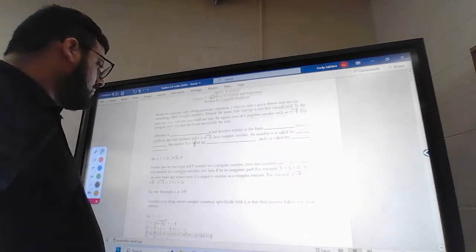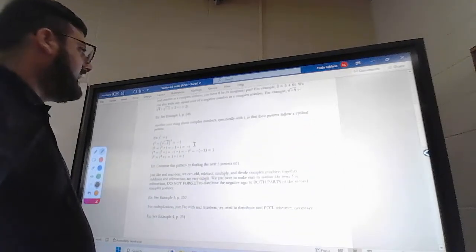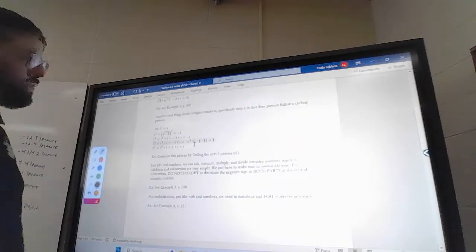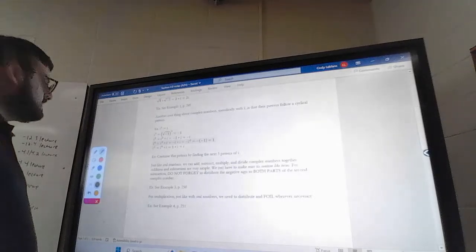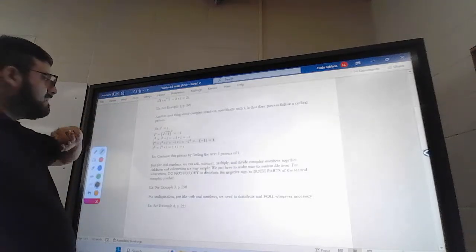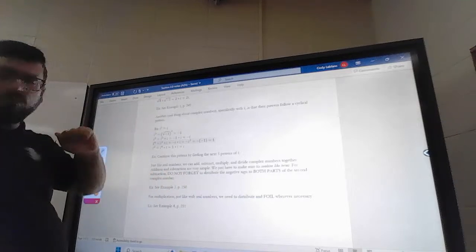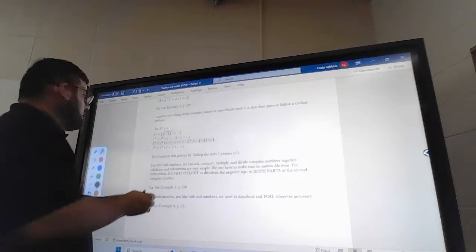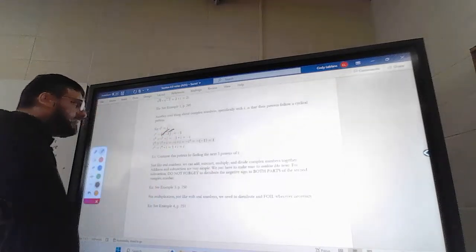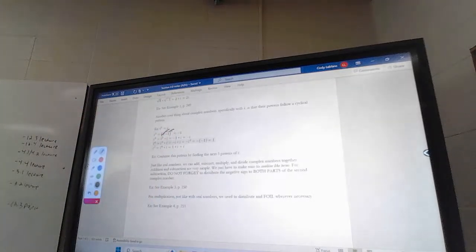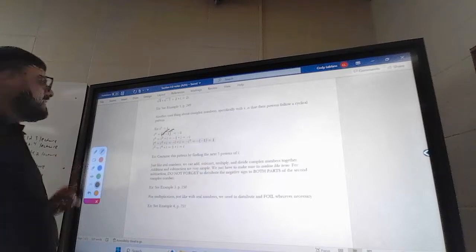Another cool thing about complex numbers, specifically with i, is that their powers follow a cyclical pattern. So look at this example here. i to the first power is obviously i. i squared is -1 because that's the square root of something squared. Exponent and square root cancel each other out. Now, I want us to be very clear.